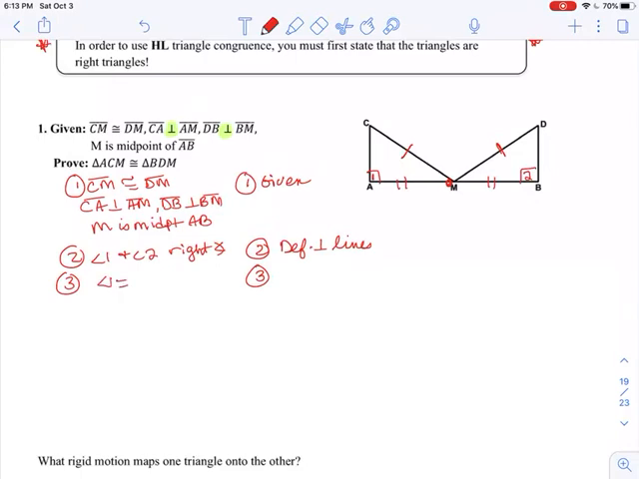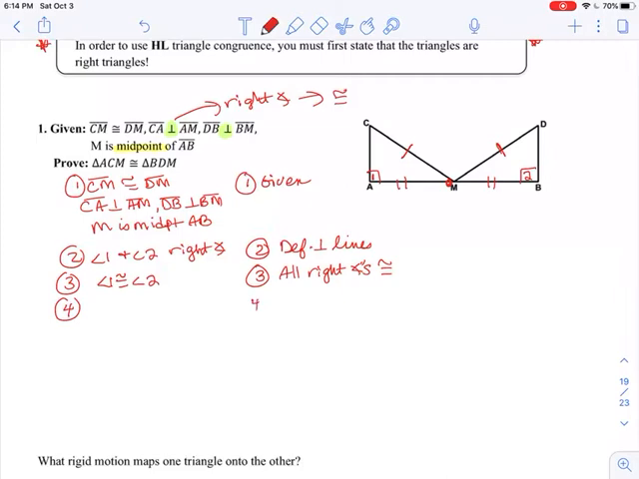Now since they're both right angles, they both equal 90, which means they have to be equal to each other. So angle 1 is congruent to angle 2. Why? Because all right angles are congruent. We've seen this before, and it comes up a lot. So as soon as you have perpendicular lines, the very next step is to tell me which angles are right angles, and then the very next step after that is to say that they are congruent to each other, because all right angles are congruent.